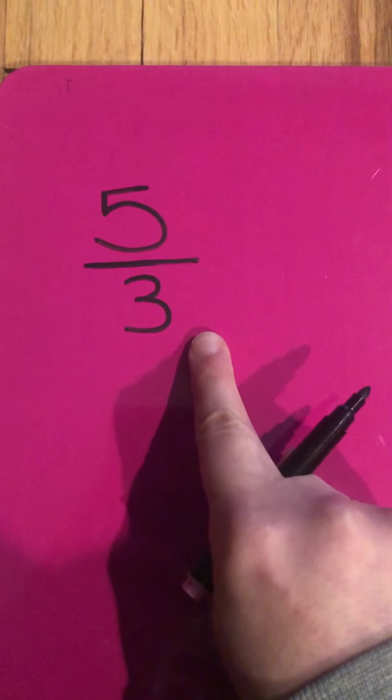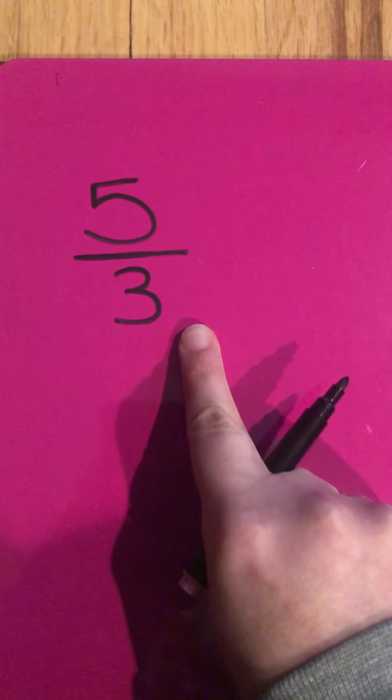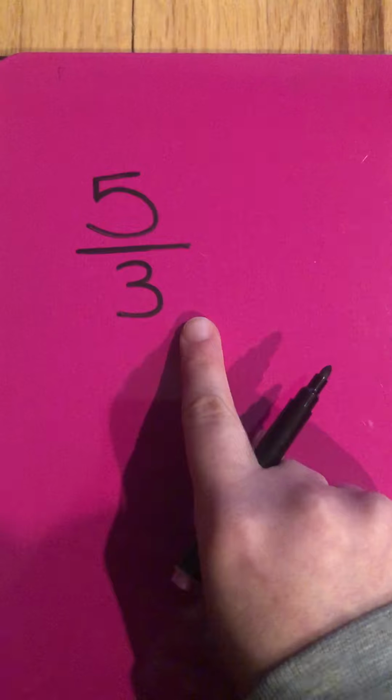Hey fourth graders, so today we're going to review how we can change an improper fraction into a mixed number. So right here you see I have 5/3. It is an improper fraction because our numerator 5 is greater than our denominator 3. We know that this fraction is going to be greater than 1. So now there are a couple different ways we can do this.